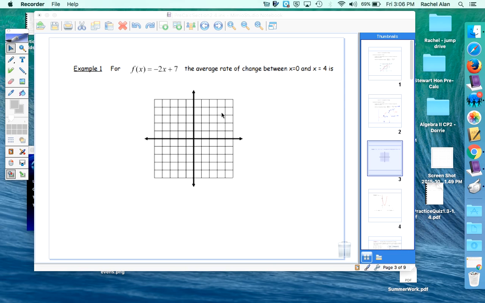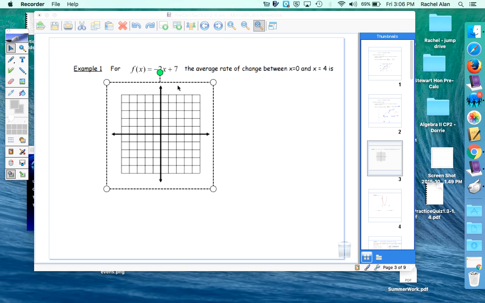Okay, now we're going to look at two examples of average rate of change. So the first example is a linear equation. F of x equals negative 2x plus 7, and I want to find the average rate of change between x equals 0 and x equals 4. Okay, so the first thing I'm going to do is plot the points.